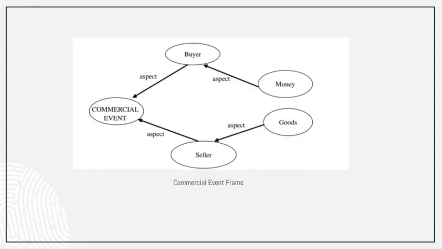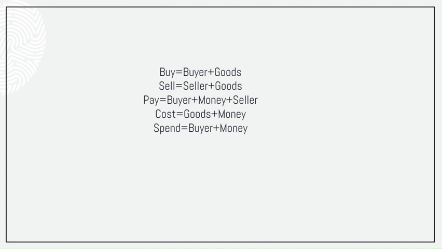The commercial event frame is crucial for understanding words like buy, sell, pay, and others, providing the background and motivation for these concepts. So, this frame includes participants' roles such as buyer, seller, goods, and money, and also valence, which refers to how verbs combine with other words in a sentence, is a consequence of this frame. For example, buy typically involves two participants, buyer and goods, while pay involves three, buyer, seller, and goods.